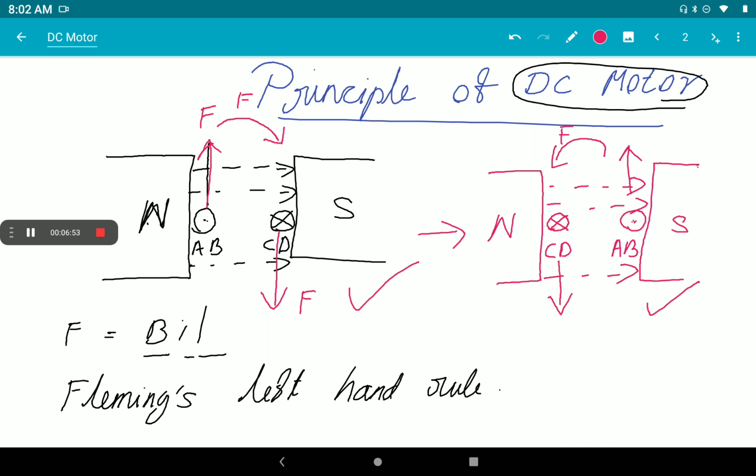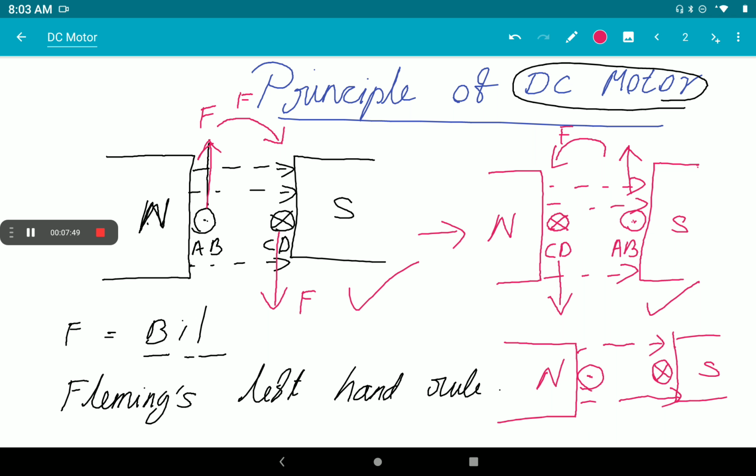That means it cannot produce what? It cannot produce a continuous torque, because when the conductor starts rotating, it produces a torque in one clockwise direction, and after 180 degrees it produces a torque in the anti-clockwise direction. So the resultant torque becomes zero. So what we have to do to produce a continuous torque in a DC motor is that the conductor under the north pole should carry current in an outward direction, and the conductor under the south pole should carry current in an inward direction. Then only it can produce torque in one direction.